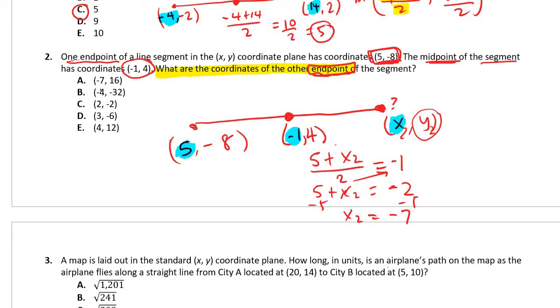Because if I look down at the answer that is given to me, I see they are all different numbers. They are not the same number. So that means if I get x equals negative 7, then obviously this is the coordinate, and I don't need to waste time to go find the other one.